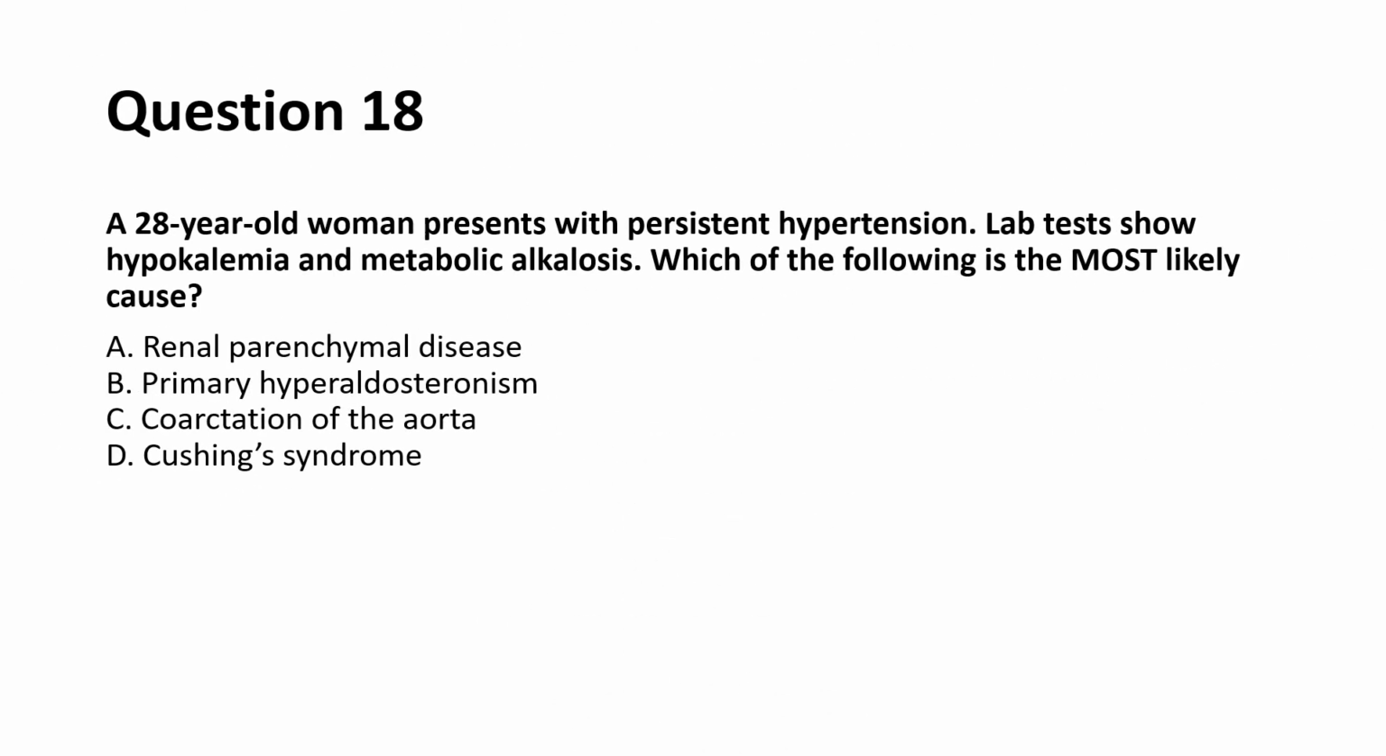A 28-year-old woman presents with persistent hypertension. Lab test shows hypokalemia and metabolic alkalosis. Which of the following is the most likely cause? Renal parenchymal disease, primary hyperaldosteronism, coarctation of the aorta, Cushing's syndrome.